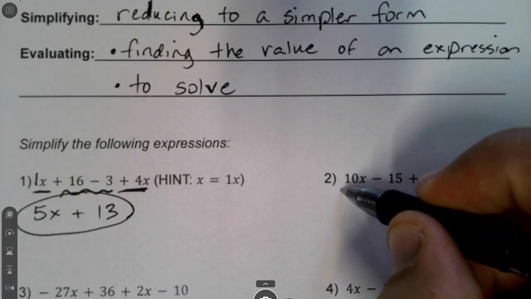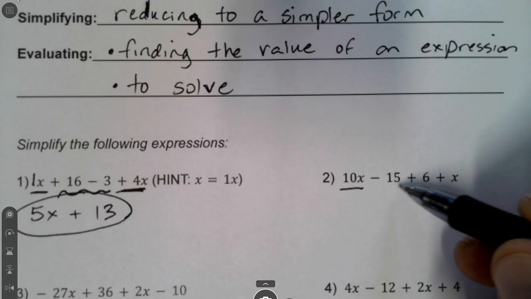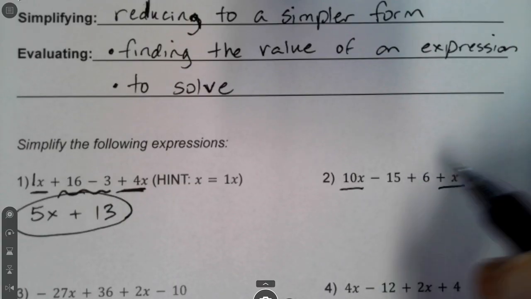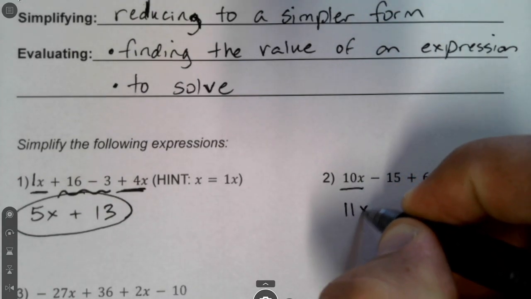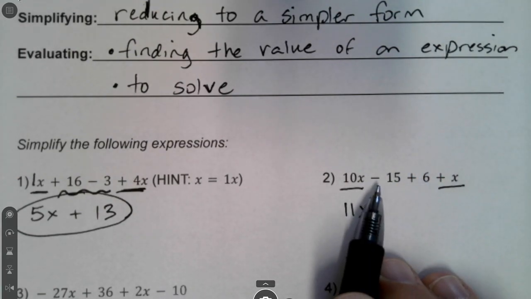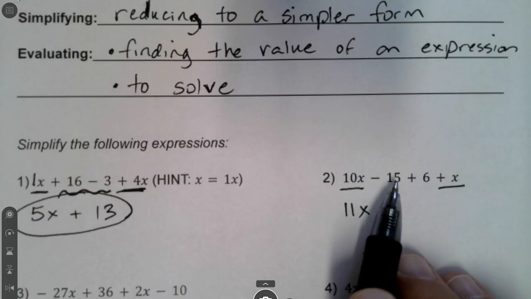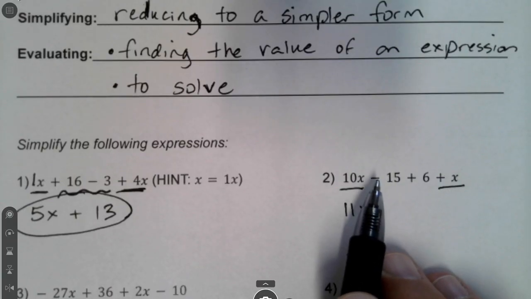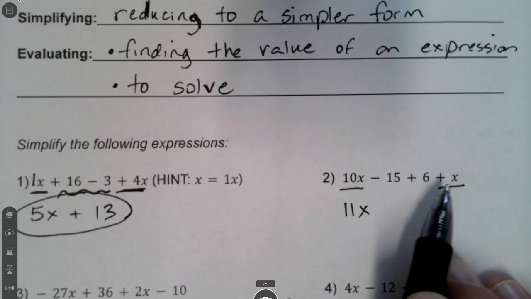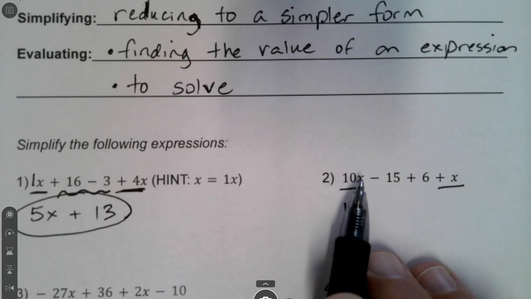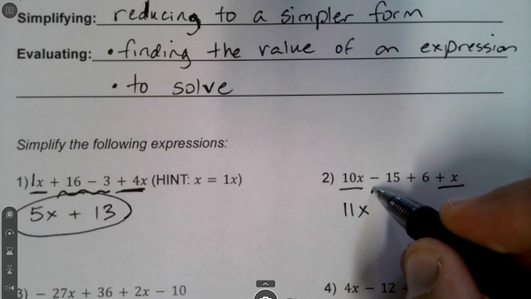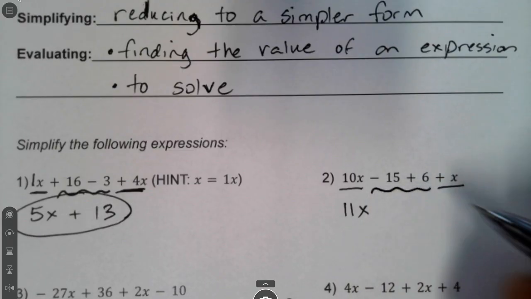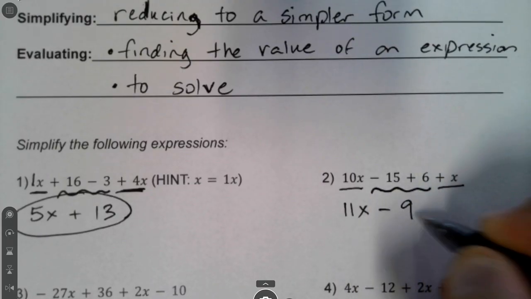Similar over here, we have a term with x. No x, no x. Here's another one. So we have 10x, and then we add one more x for a total of 11x. And notice there is a minus right after the 10x, but that minus is connected to the 15. That minus does not get applied to the x. It's whatever is directly in front of the term that you need to look at. So this is a positive 10x plus x, which gives us 11x. Then we have negative 15 plus 6, which is negative 9.